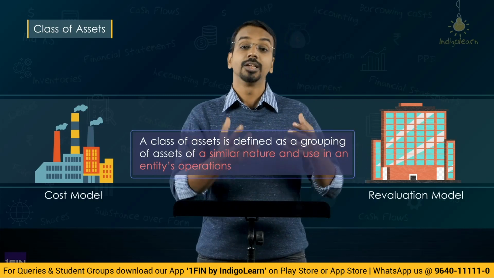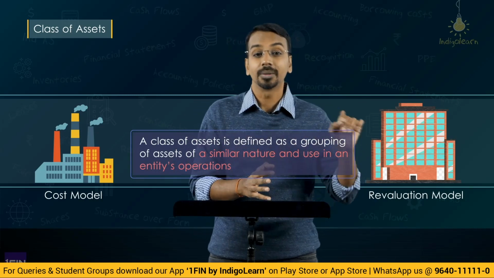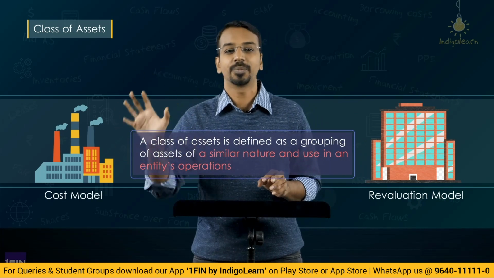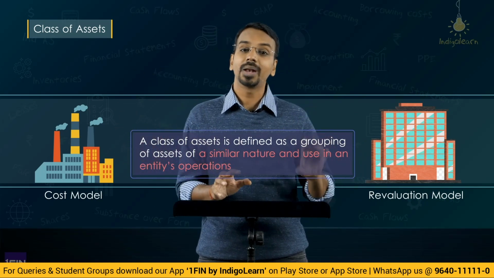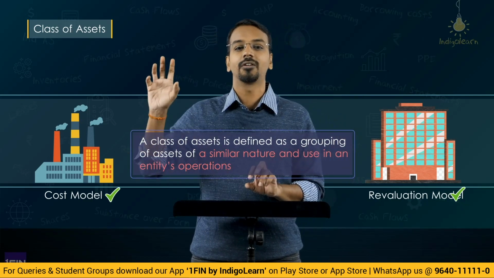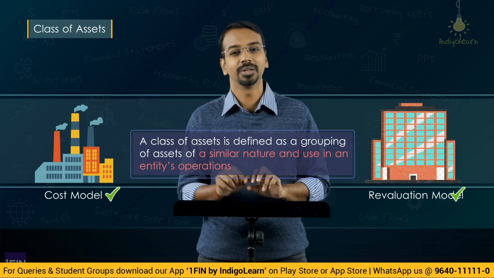So, what you can do is, you can call office building a separate class of asset, and you can call these factory buildings and warehouse buildings a separate class of asset, and apply the revaluation model to the office buildings and use the cost model for the factory buildings and warehouse buildings.